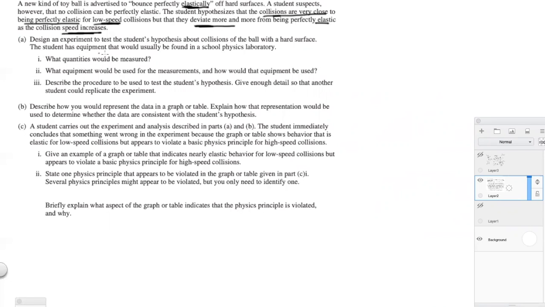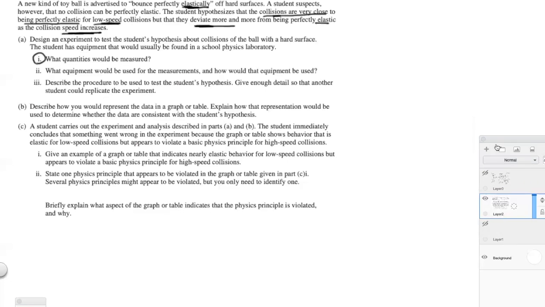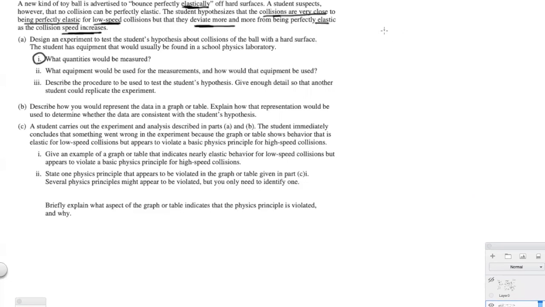So A, design an experiment to test the hypothesis about collisions of the ball with a hard surface. The student has equipment that would usually be found in a school physics laboratory. What quantities would be measured? Now, I think the easiest way to do this, here's the setup that I would do. So here's the hard surface they're talking about, and then here is the toy ball.